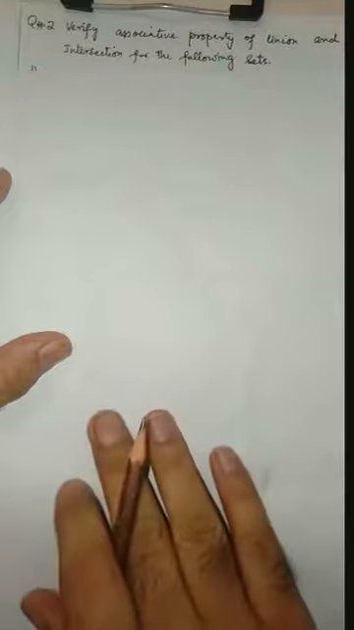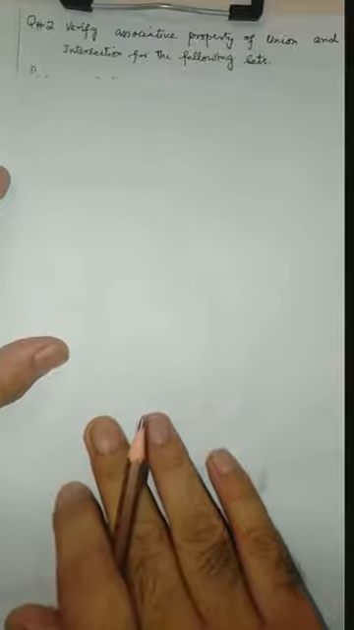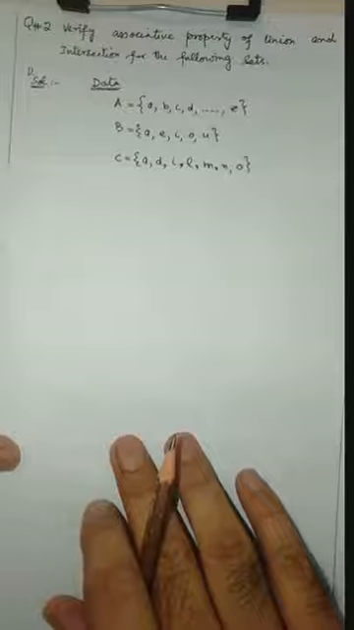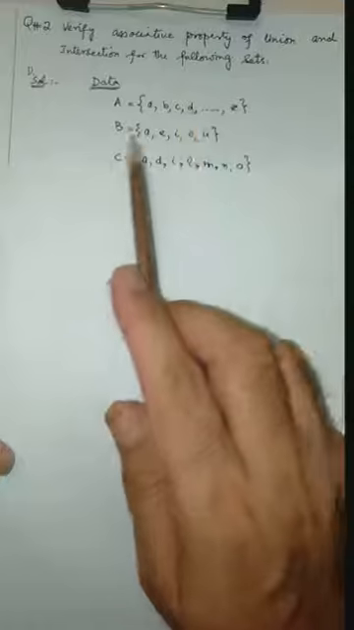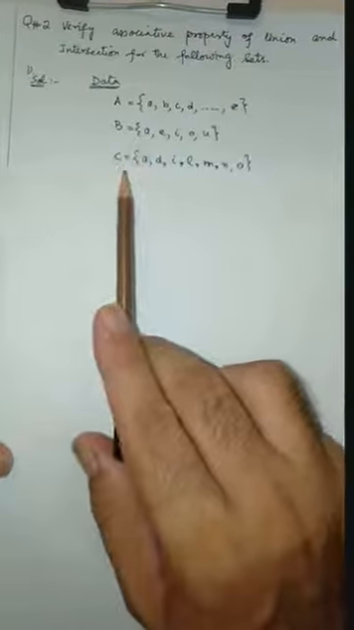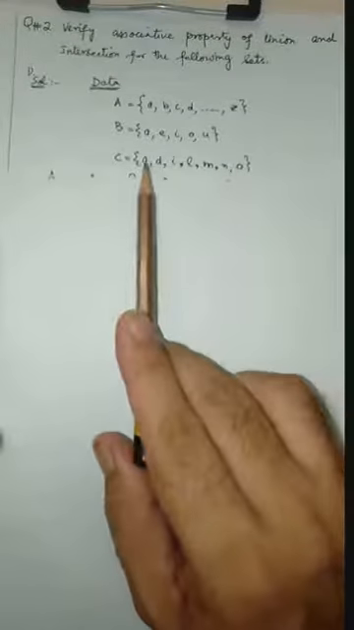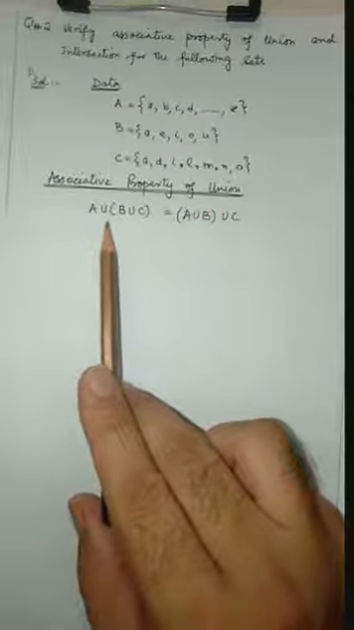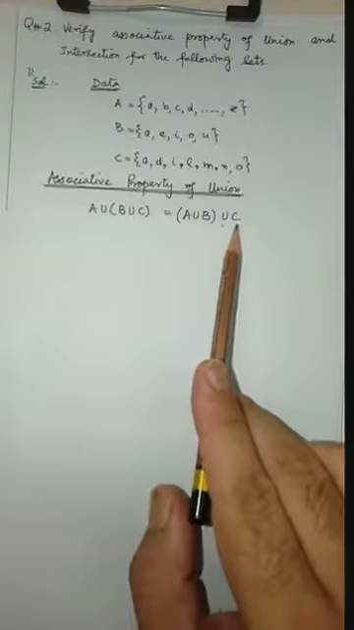Now question number 2, verify associative property of union and intersection for the following sets. Part number 1, solution and given data. 3 sets are given. Set A is equal to small a, b, c, d up to z. Set B is equal to a, e, i, o, u, and set C is given, which is a, d, i, l, m, n, o. Now associative property of union, which is A union in bracket B union C is equal to A union B bracket union C.